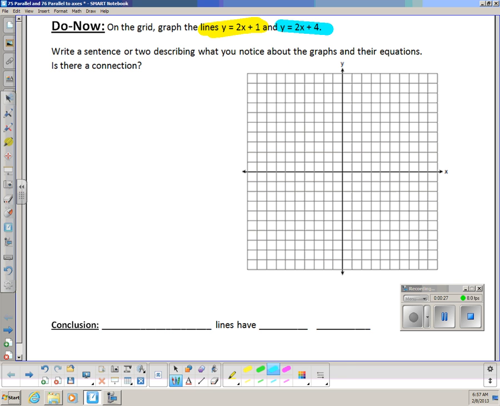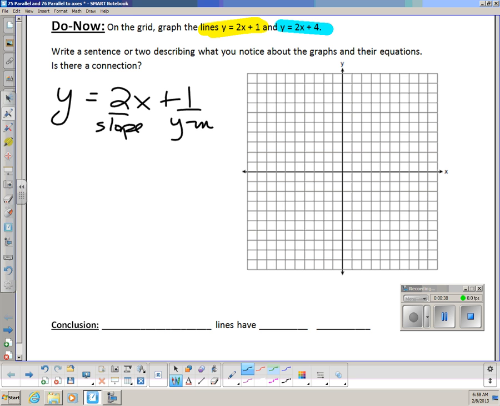Well, y equals 2x plus 1, you identify the slope and the y-intercept. So y equals 2x plus 1. Here's my slope. Here's my y-intercept. And I would graph. So I start with the y-intercept. So that's going to be 1. So I go to 0, 1 on the y-axis. And the slope tells me to move up 2 to the right 1.